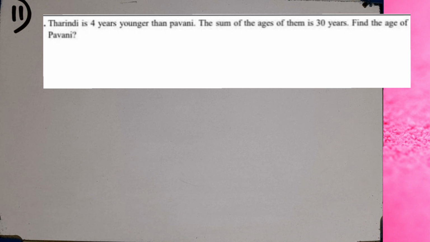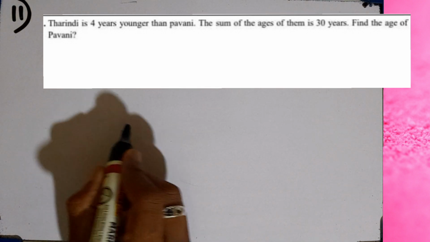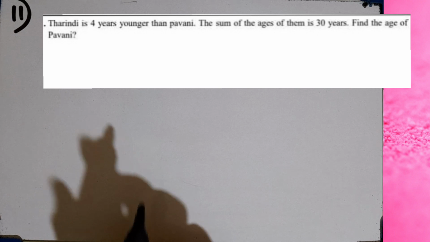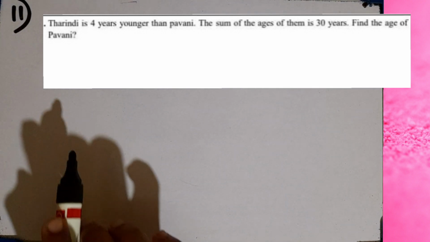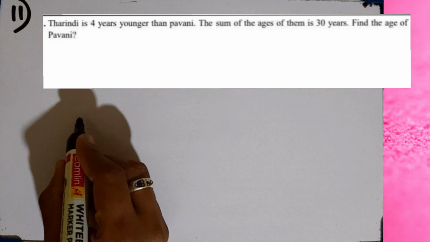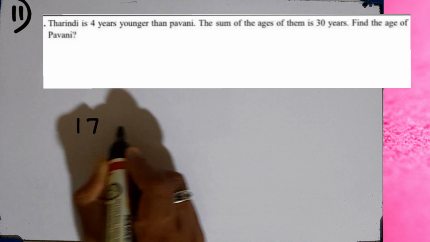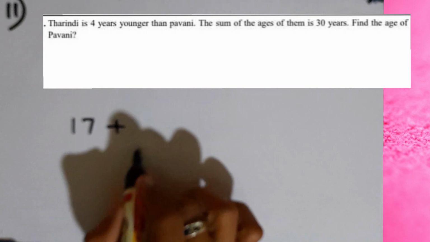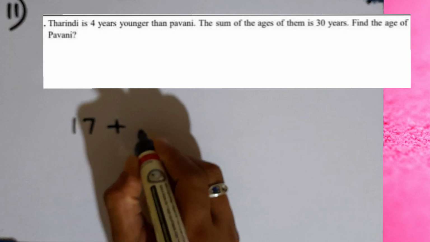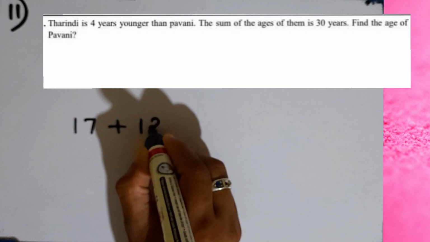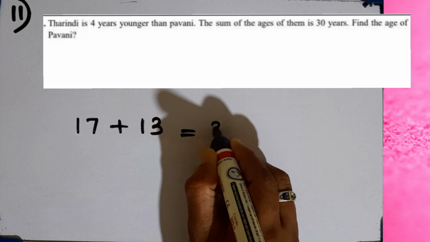Question number 11. Tarindi is 4 years younger than Pavani. The sum of the ages of them is 30 years. Find the age of Pavani. We know that 15 plus 15 equals 30. So if I add 2 to 15, it becomes 17. Then I am subtracting 2 from the other 15. That becomes 13. Then the addition is 30 now.